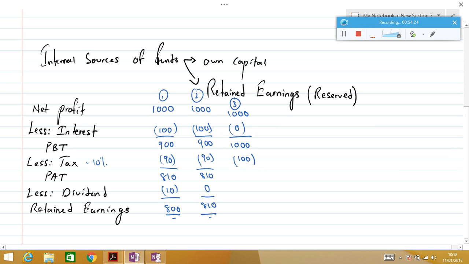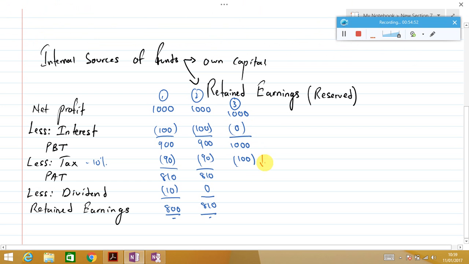Now what happens here now? What happens here now? If you don't want to pay interest, that means you pay what? Tax higher. So you want to pay tax higher or you want to pay tax lower? You want to pay tax lower, am I right? Okay, definitely you want to reduce this part.